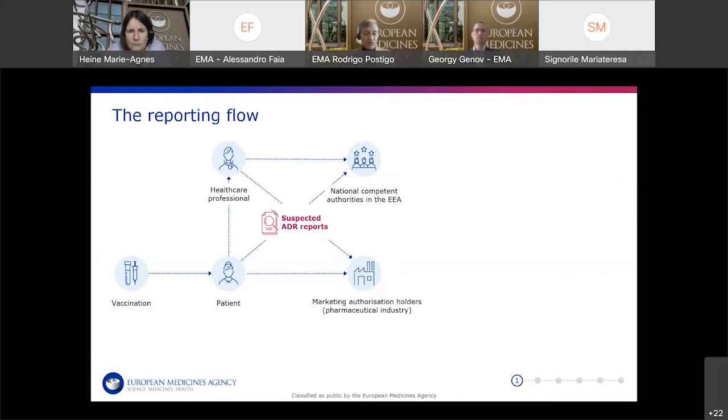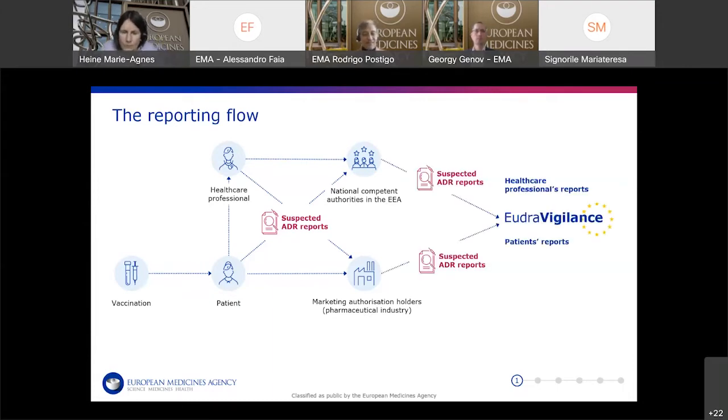Another scenario could be that the patient decides to talk to their healthcare professional about the suspected side effects, and then the healthcare professional may send the report to the national competent authority in the member state or to the marketing authorization holder of the vaccine. Whoever gets the reports, either the NCAs, the national competent authorities, or the pharmaceutical industry, would submit those cases to the EudraVigilance database. This is how we get patient reports and healthcare professional reports in EudraVigilance.